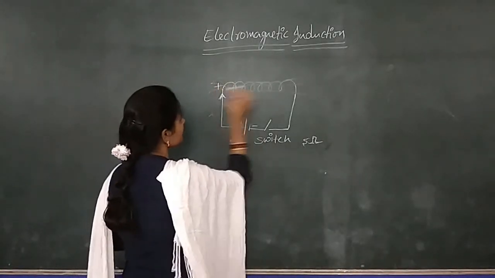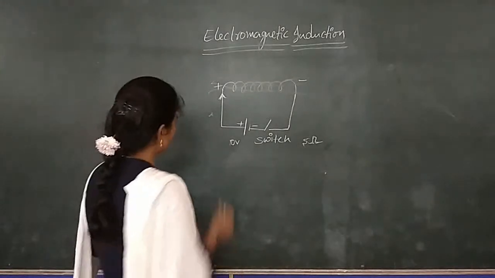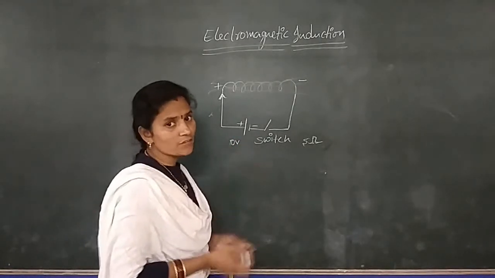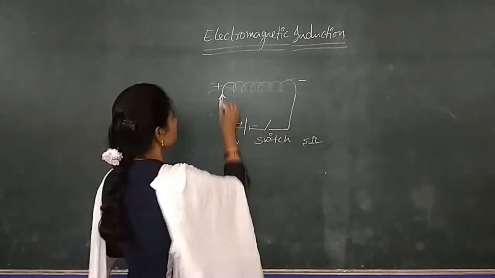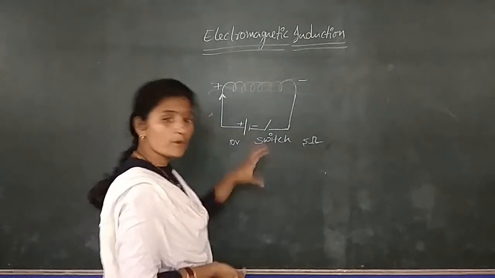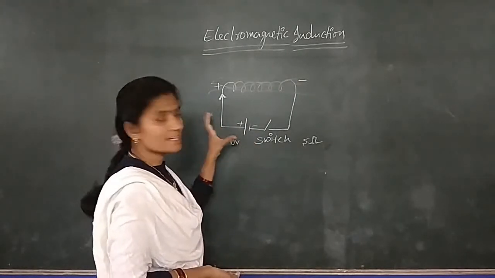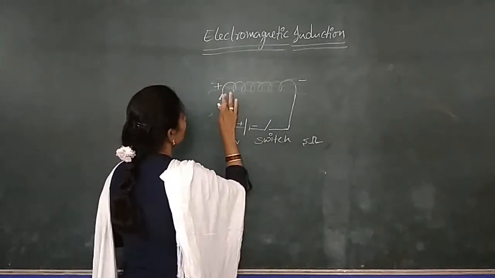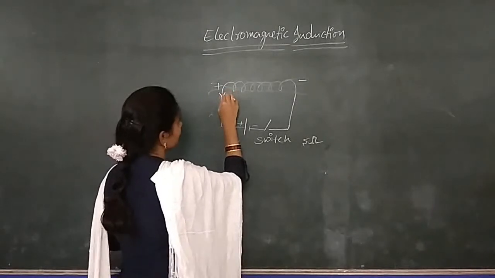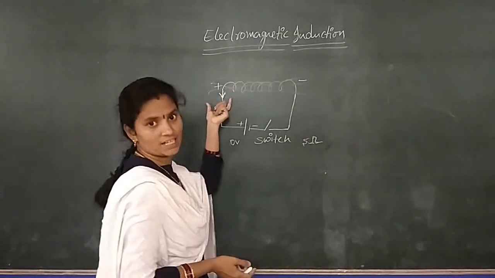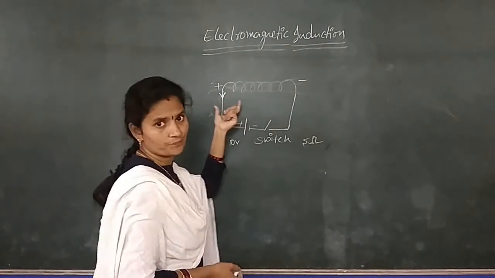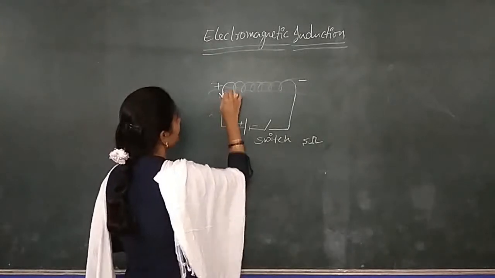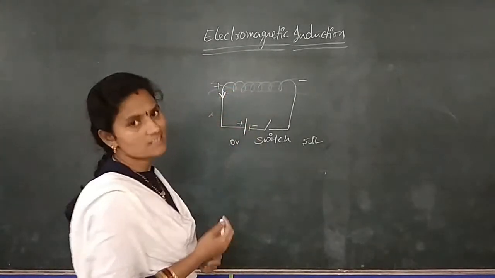Here the current passes from the positive terminal to the negative terminal. According to Lenz's law, what is Lenz's law? It gives us the direction of the induced EMF. It opposes the cause of the induced EMF. That's why the induced EMF opposes in this direction. Lenz's law gives us the direction of the induced EMF. So this EMF is nothing but the back EMF. That phenomenon is known as self-induction.